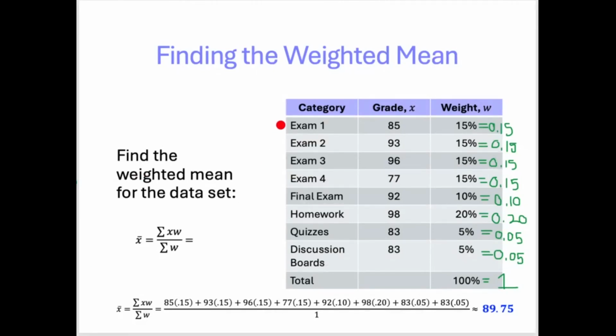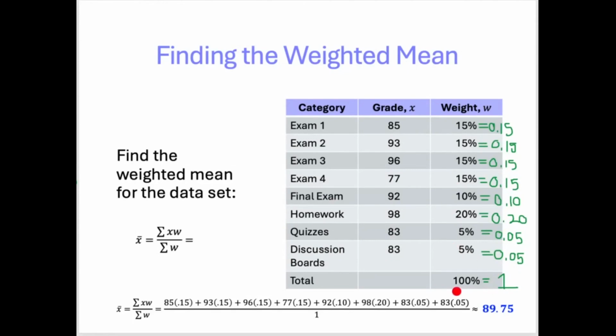Let's say they got these grades for their exams 1, 2, 3, and 4. These are their grades. The final exam, 92, homework 98, quizzes 83, and discussion boards 83. And according to the syllabus, these would be the percentages, and the student would know that ahead of time, right? So they do hold different weights. Each exam is 15% of the grade, while a final is 10%, homework is 20%, quizzes are 5%, and discussion boards are 5%.